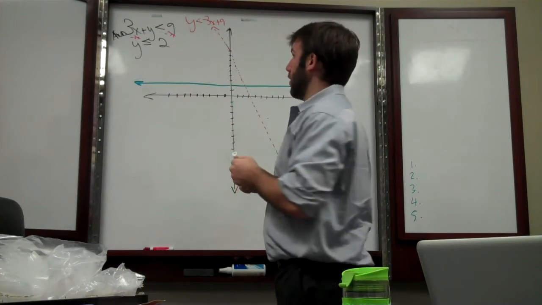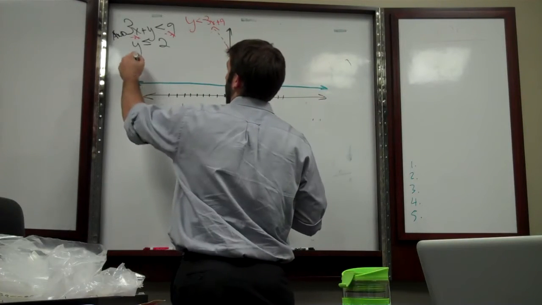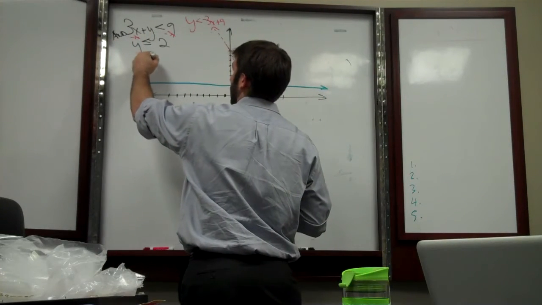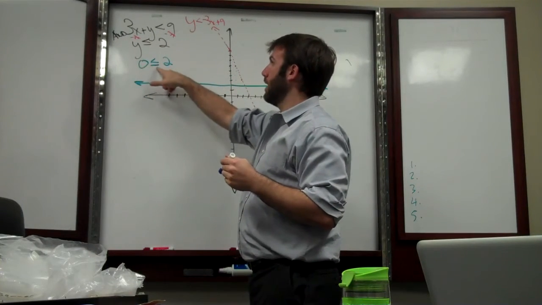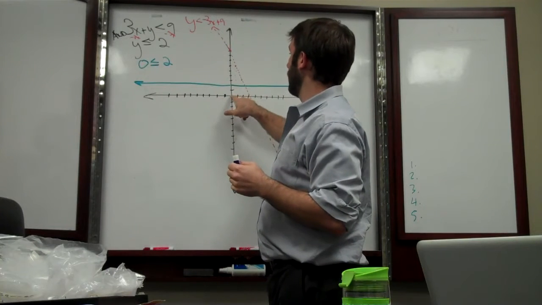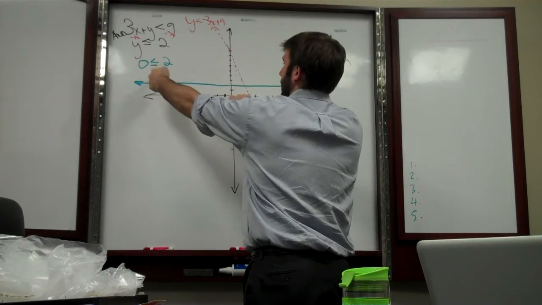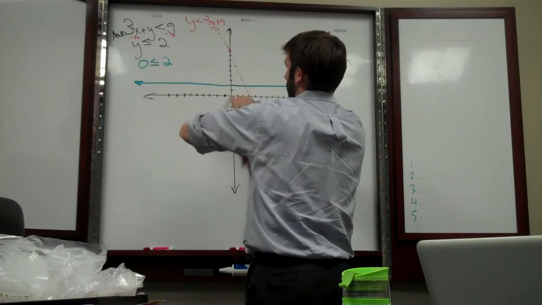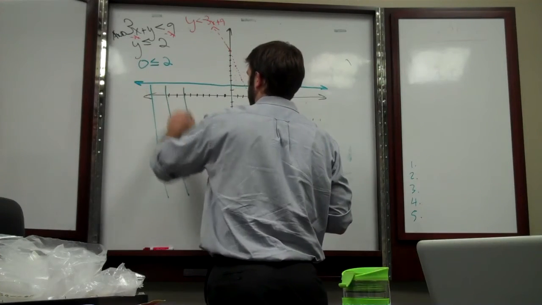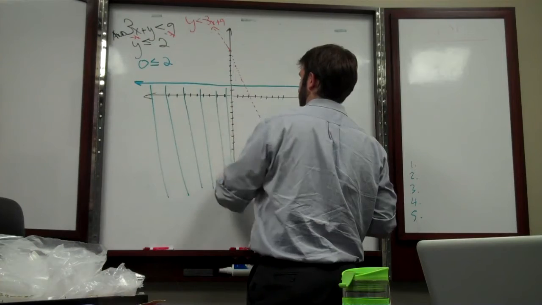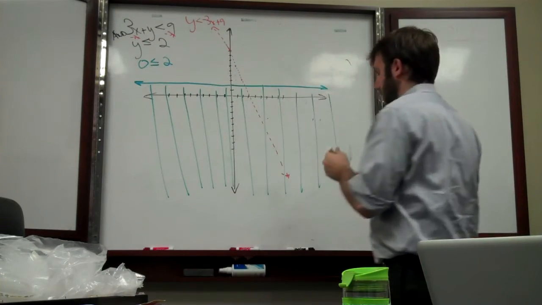I plug in the point 0, 0. So if I do that, and I plug it in for this equation here, 0 is less than or equal to 2, because I plug 0 in for y. Is that true? Well, what I do is I put my finger on the point that I test, 0, 0. Is this true? Yes, it is true. That means I shade on the side of the line that my finger is on. So I'm going to be shading down, all the way across.